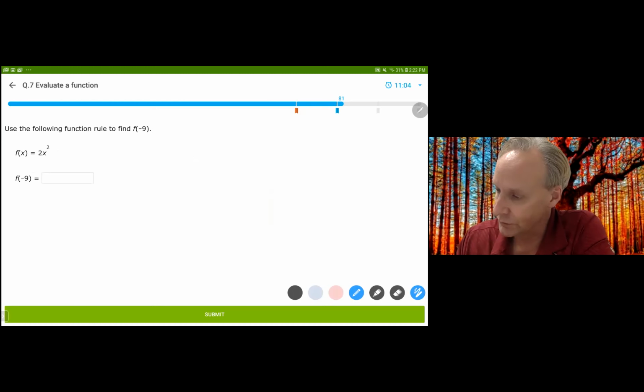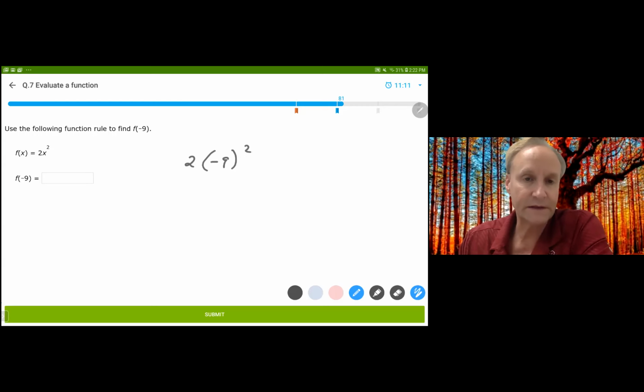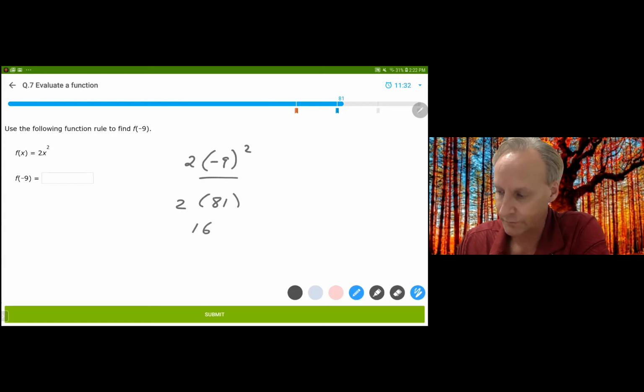This says 2 times negative 9 to the second power. One of the things that is important in this problem is that the negative 9 is in parentheses. And I'm going to show you why in a minute, but I'm going to go ahead and do the problem. The exponent has to come first. And negative 9 squared is negative 9 times negative 9, which is positive 81. Then you multiply that times 2, and you're done.